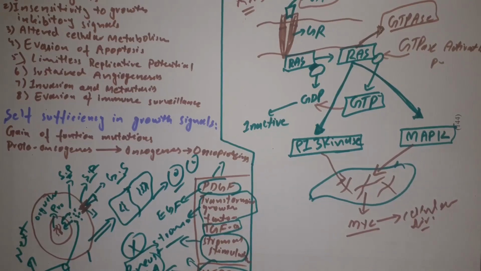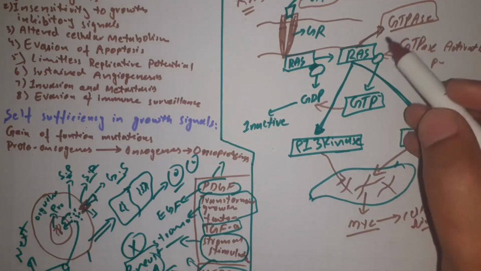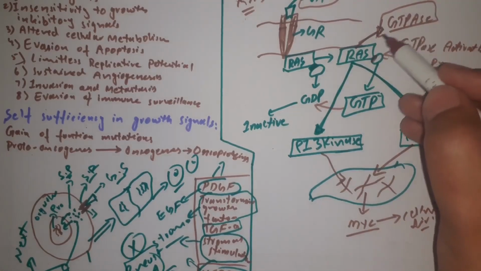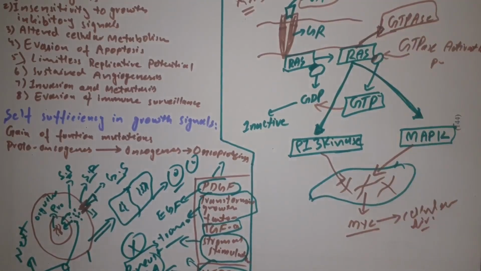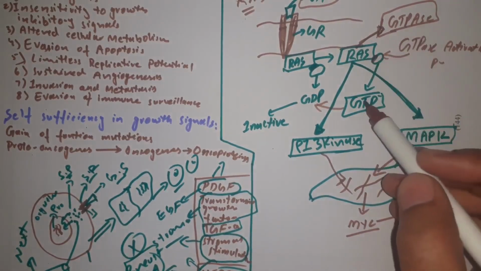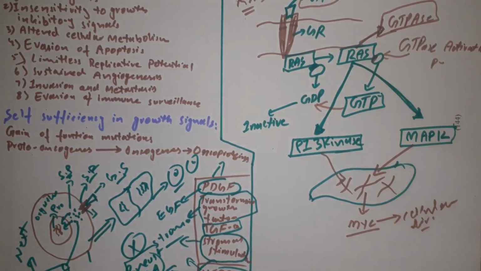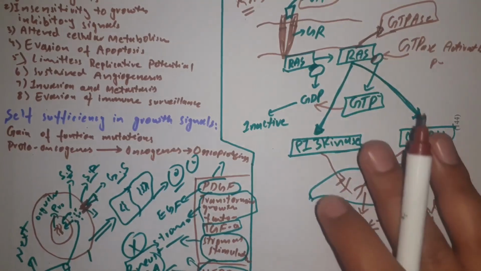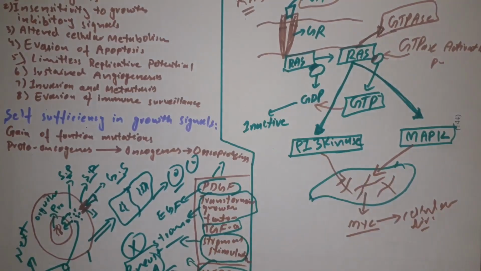So what do cancer cells do? Cancer cells accumulate a mutation, and this mutation is either at the binding site of GTP or affecting the GTPase activity. So in both cases, what happens? RAS remains bound to GTP in the activated state. Either it is not able to cleave the GTP or it is not able to release GTP, and in both cases it becomes activated.